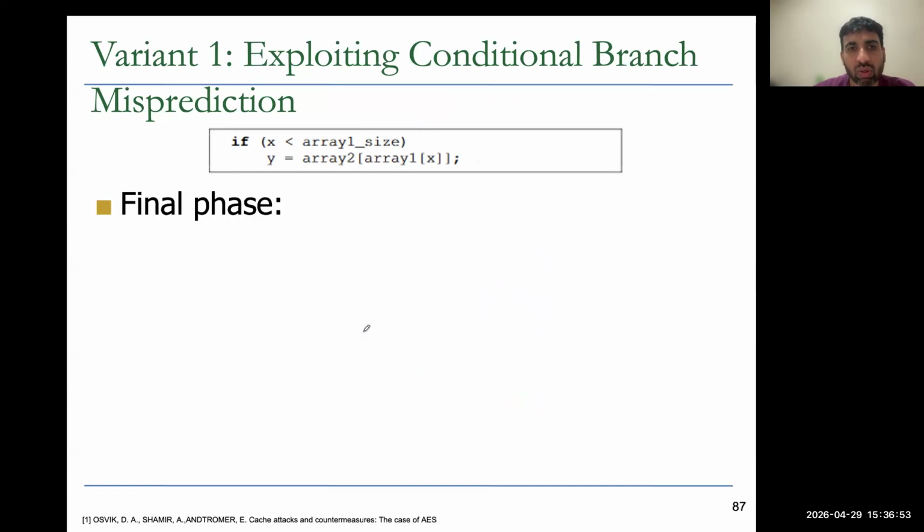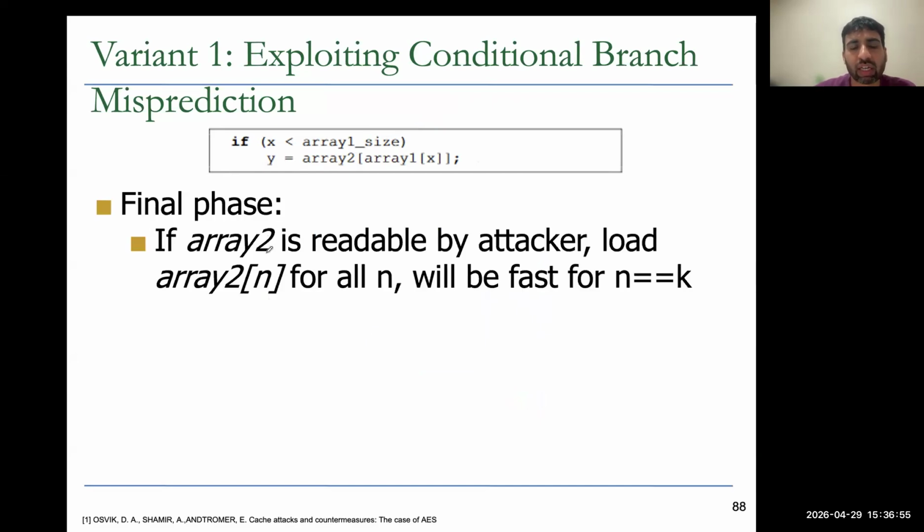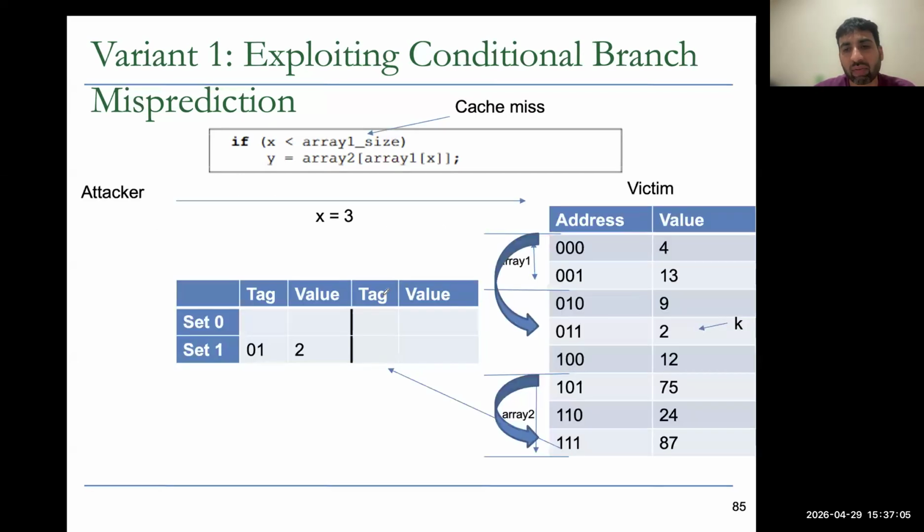Now, in the final phase, array 2 will be read by the attacker, who will load array 2 of n for all n. So the attacker will access all elements of this array one by one, right? Since 75 was not read into the cache, it will be a miss. I'm just writing M. Since 24 was not read into the cache, it will be a miss. Since 87 was read, it will be a hit.